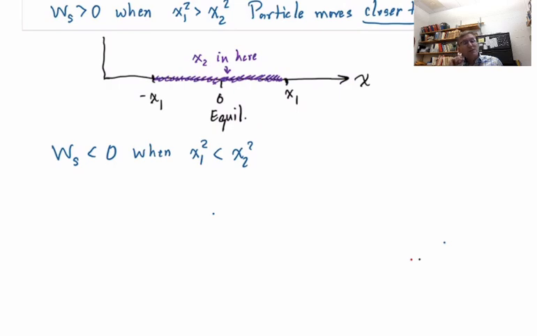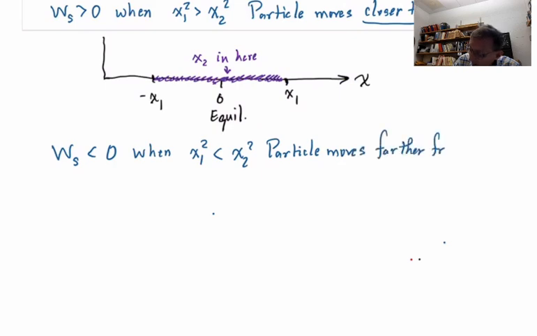Remember, equilibrium is at the origin. x1 is initial, x2 is final. So if x final squared is larger than x initial squared, physically that means that the particle moves farther from equilibrium compared to where it started. Farther from. What would that look like, potentially, on our standard picture?